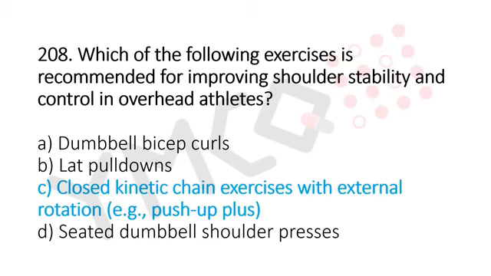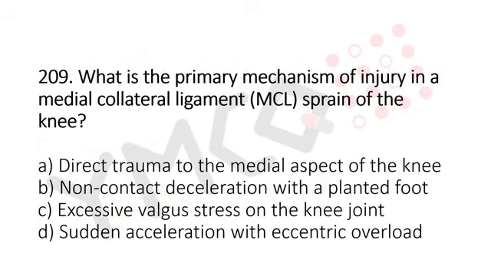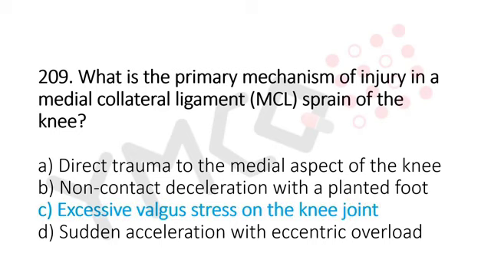Now let's move to question number 209. What is the primary mechanism of injury in a medial collateral ligament sprain of the knee? Option A, direct trauma to the medial aspect of the knee. Option B, non-contact deceleration with the planted foot. Option C, excessive valgus stress on the knee joint. Option D, sudden acceleration with eccentric overload. And the answer is option C, excessive valgus stress on the knee joint.